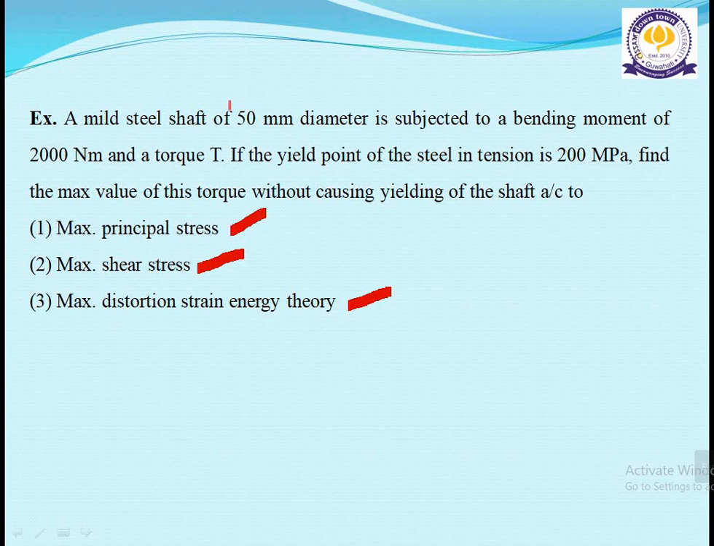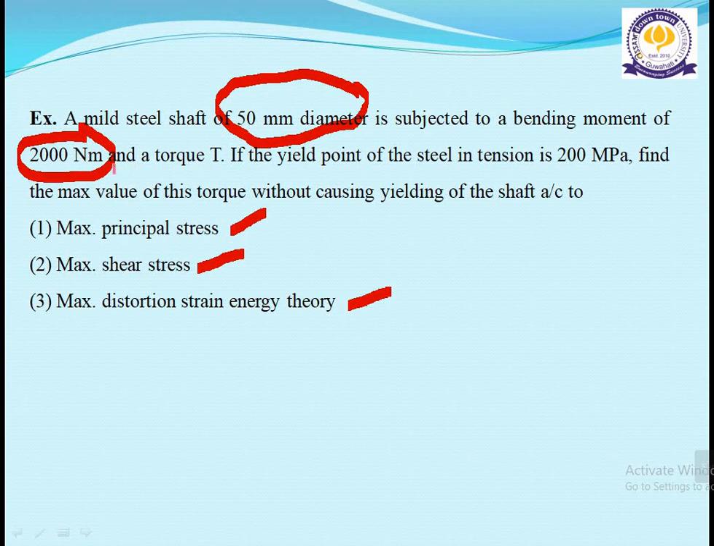Let's find out first what is given in the question. It's given that the mild steel shaft has 50 mm diameter. In the previous problem we needed to find the small d, but here small d, that is 50 mm, is already given in the question. Next, the bending moment of 2000 Newton meter is given, which we need to convert into Newton millimeter.